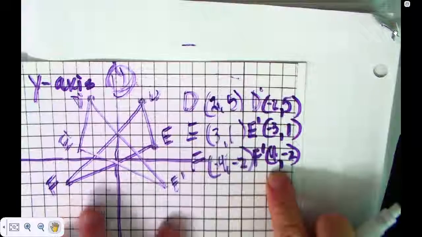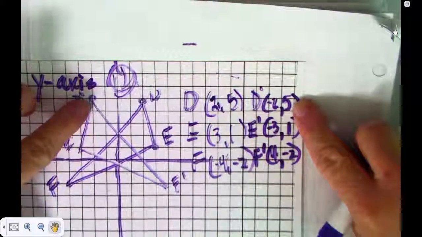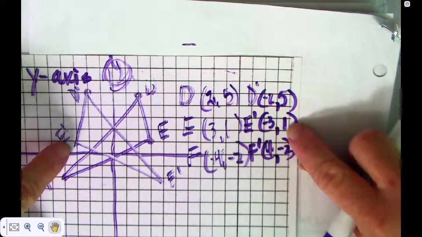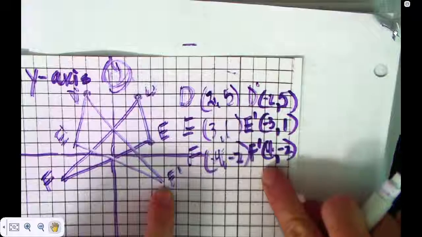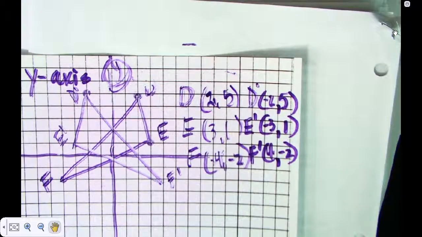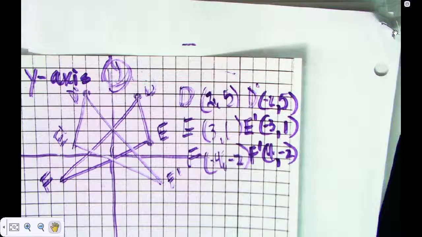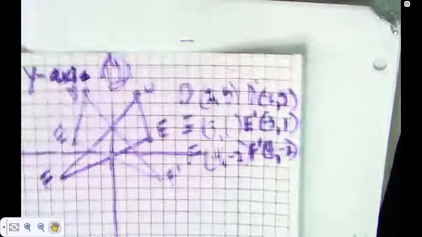Hey, did that work out? What's D prime? -2, 5. Yep. E prime is -3, 1. Yep. F prime is 4, -2. Yep. Worked out. If you're reflecting over the x and the y axis, you can use the coordinates. X stays the same. Y stays the same. Does that make sense? Okay. Any questions on that? On reflecting? Reflect 1 point at a time. You're not going to get in trouble.